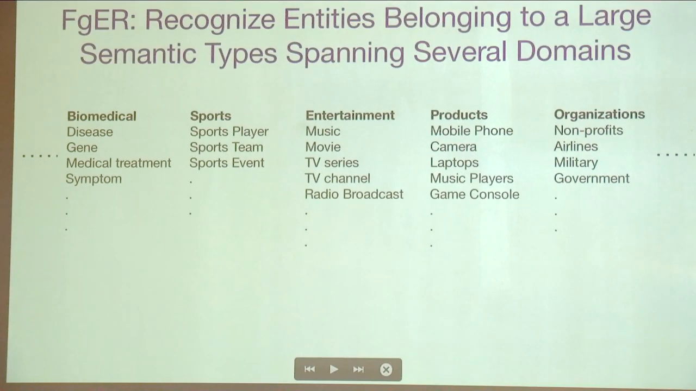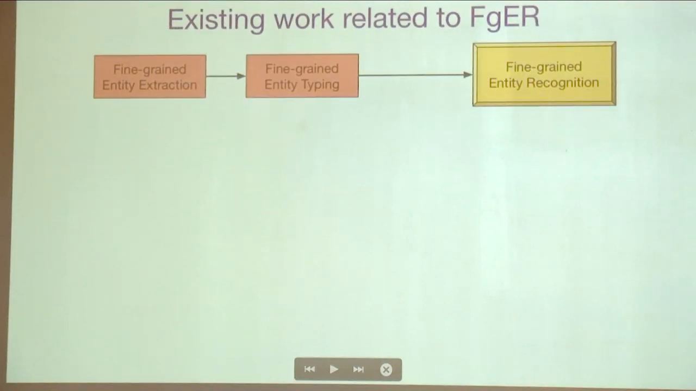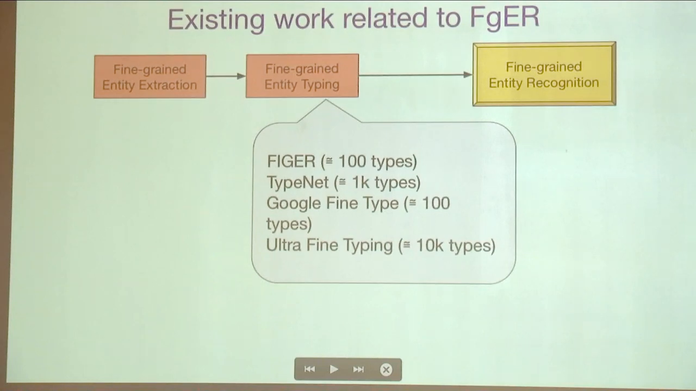So overall, the problem is how can we recognize entity mentions belonging to these several domains and categorize them into various fine categories. If we look at the existing work, it could be divided into a two-step approach. For entity recognition, we can first do entity extraction, and then we can do typing, like classifying entity mentions into several types. In the last 5 to 10 years, there has been lots of work on the entity typing problem, where given an entity mention, we just classify it into several fine types. Some of them are Figer, TypeNet, Google fine types, Ultra fine types, and there are many more.